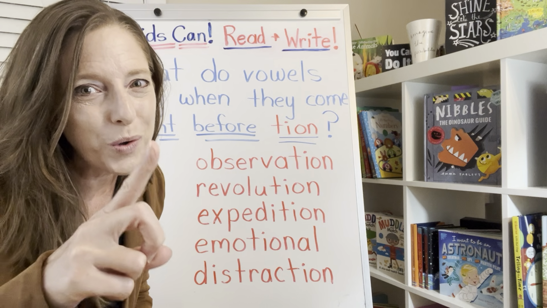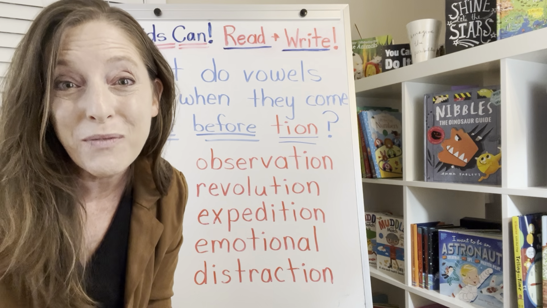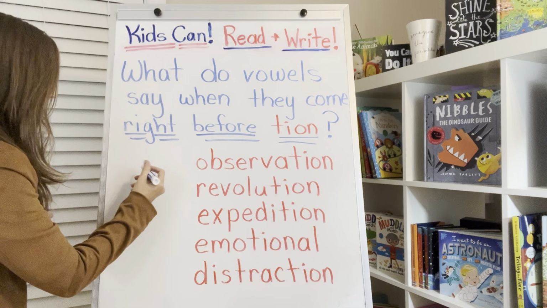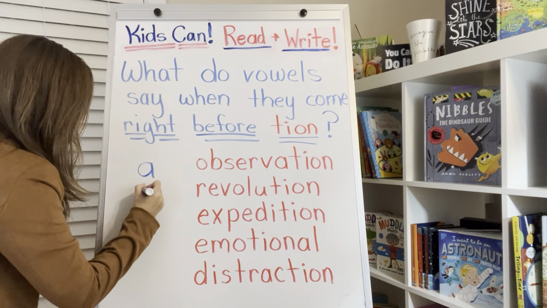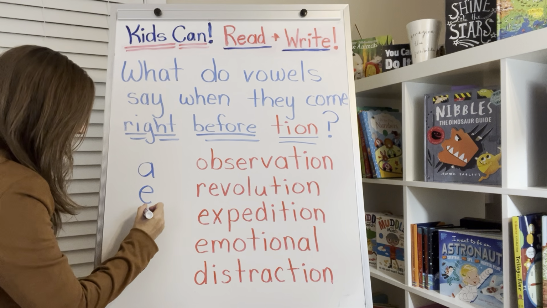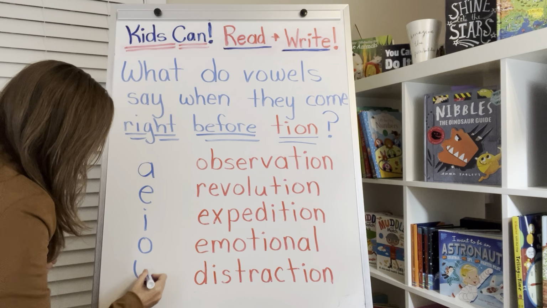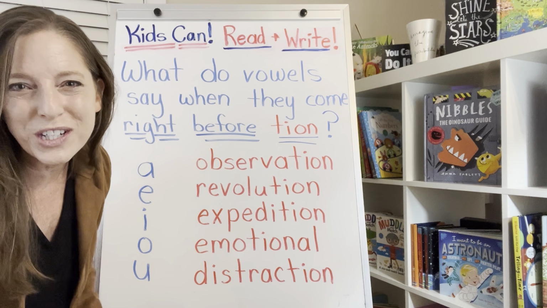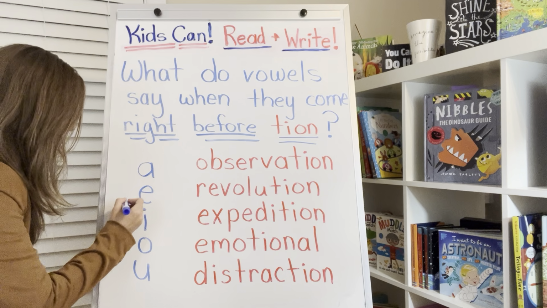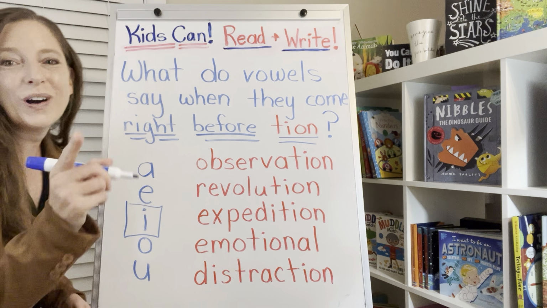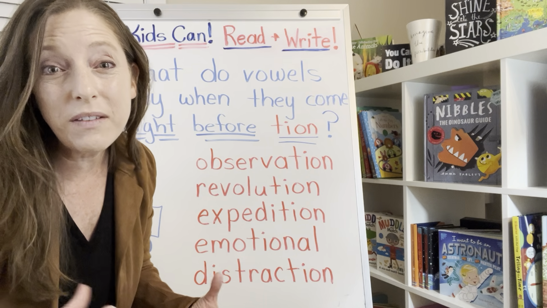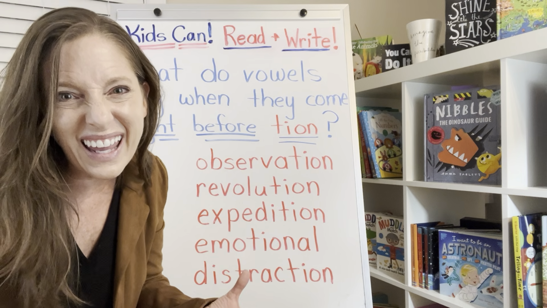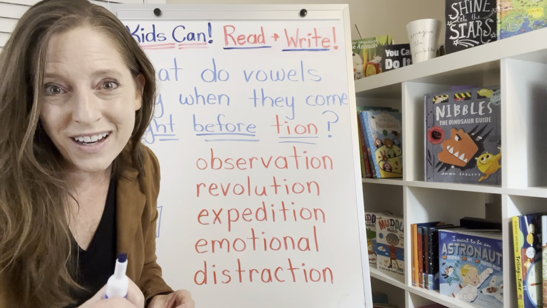Now, there is one vowel who refuses to say his name for the shun trick. Do you know which one it is? Well, our choices are A, E, I, O, and U. Who knows which vowel refuses to say his name for the shun trick? If you said I, you are correct. So I is the only vowel who refuses to say his name for the shun trick. So he'll just say I if he comes right before the shun trick.